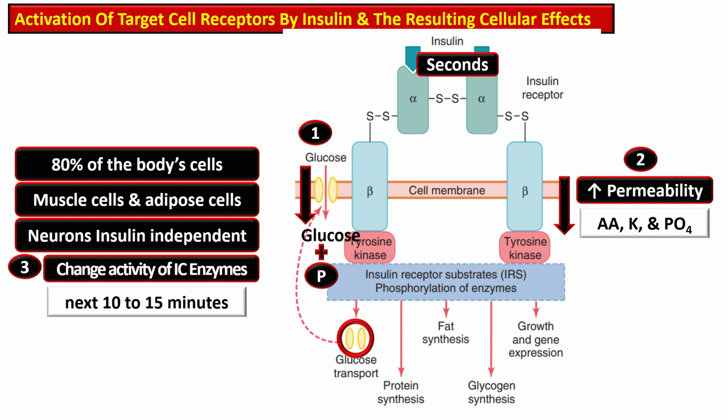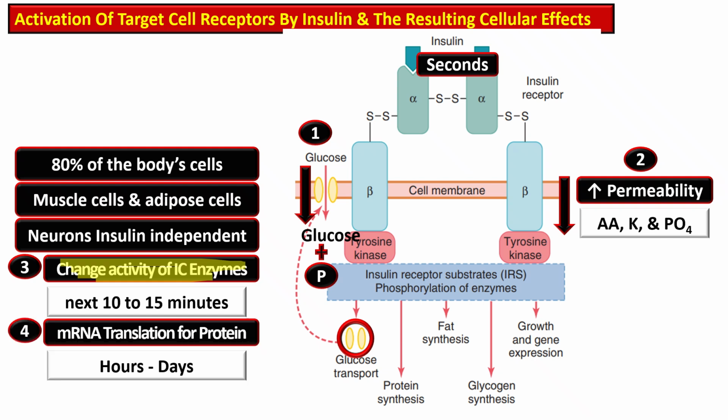And there are some intermediate effects that occur within 10 to 15 minutes, and these are enzyme regulations. Insulin alters the activity of multiple metabolic enzymes primarily via phosphorylation and dephosphorylation.